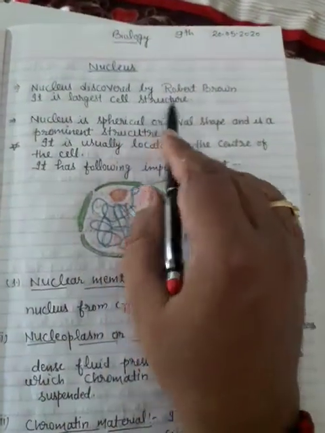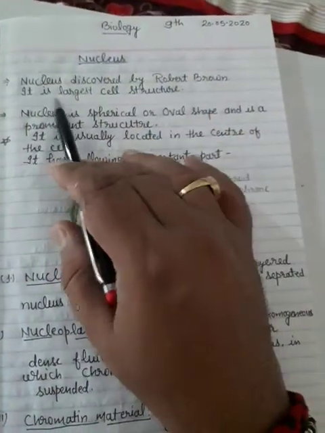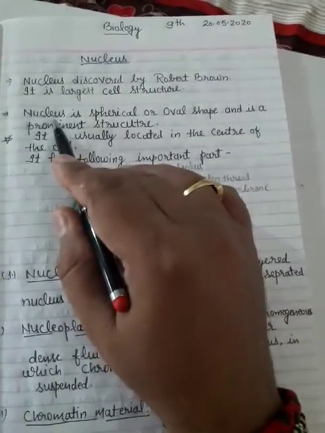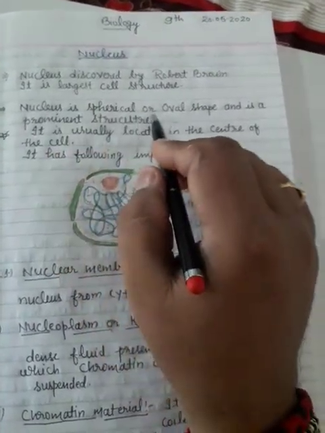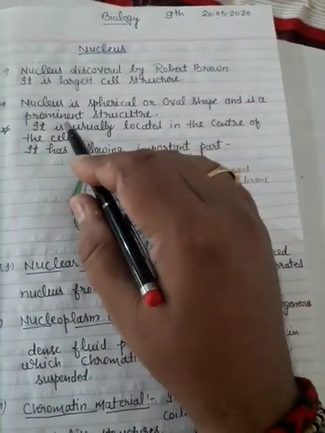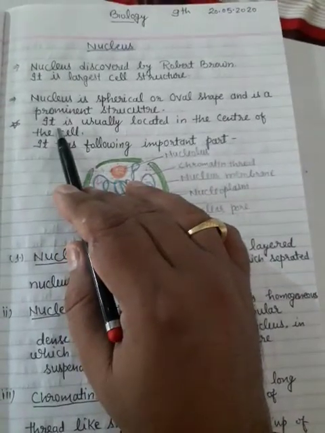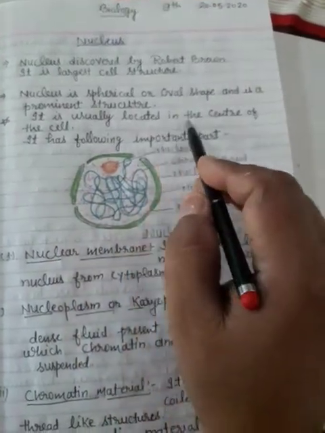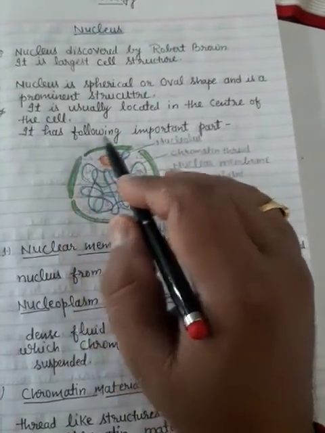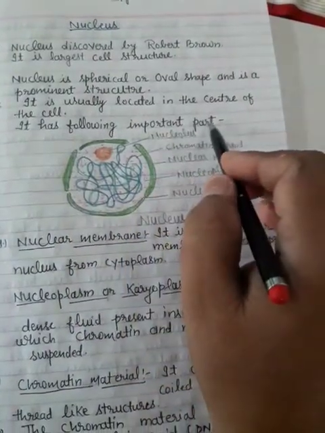Today's chapter is the cell in biology, class 9th, and the topic is the nucleus. The nucleus was discovered by Robert Brown. It is the largest cell structure. The nucleus is spherical or oval in shape and is a prominent structure. It is usually located in the center of the cell. It has the following important parts.